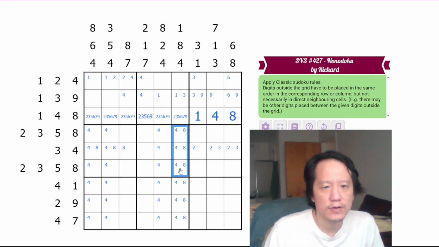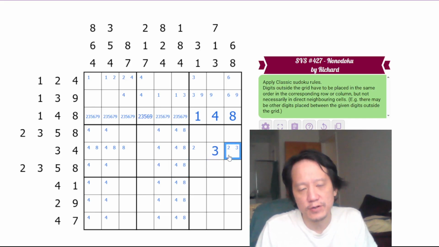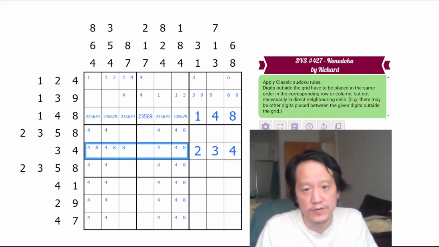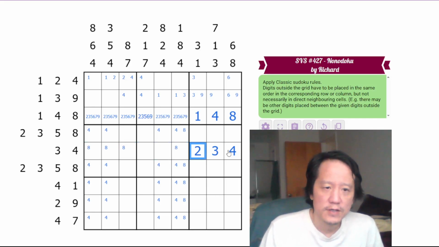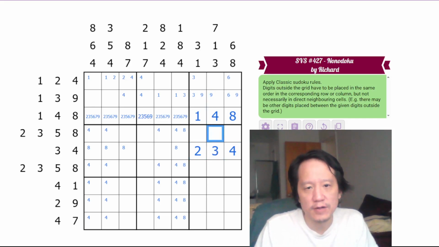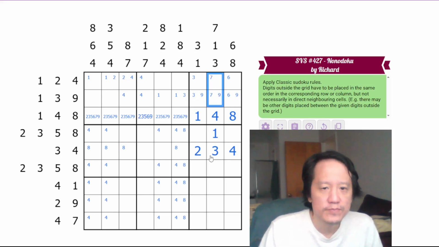Oh, 3 has to be in front of 4 here. So this must be a 3, which makes that 4, which makes this a 2, because those are the only remaining digits left. These can't be 4, obviously, then. So 3 is here. That means 1 has to be in front of it. So 1 cannot be here, so 1 has to be here, which means 7 has to be one of these digits here.